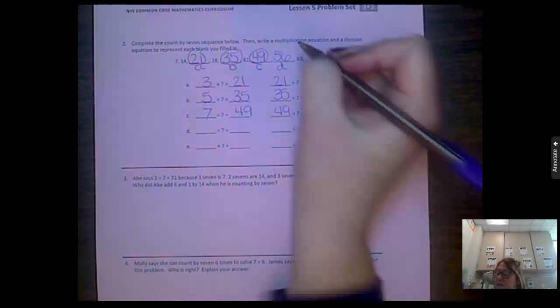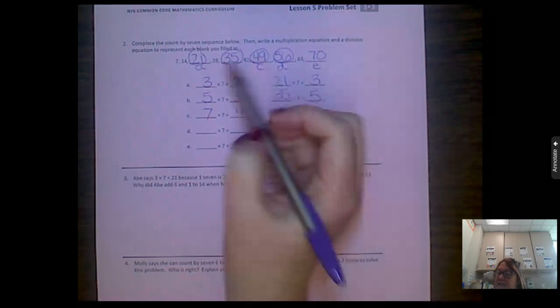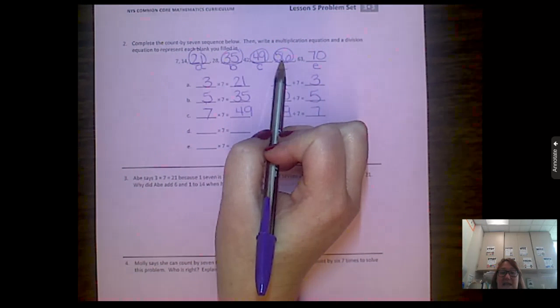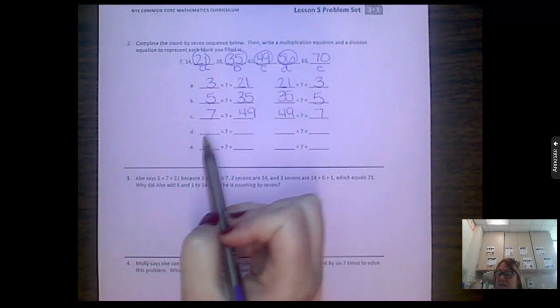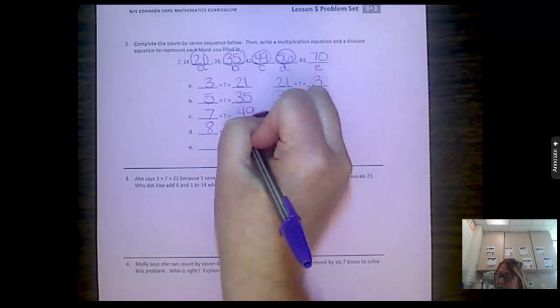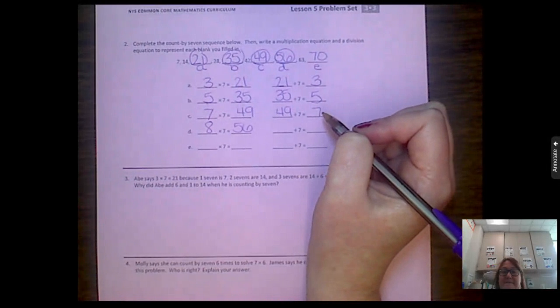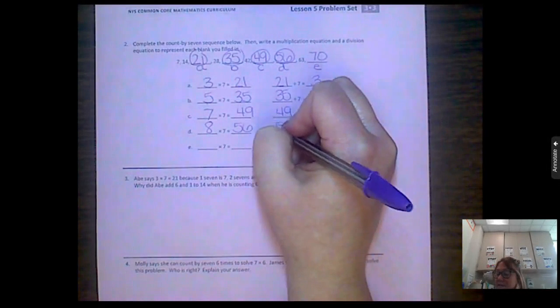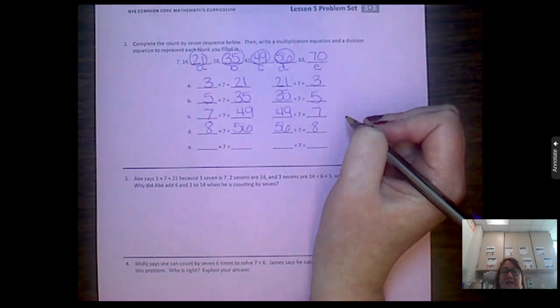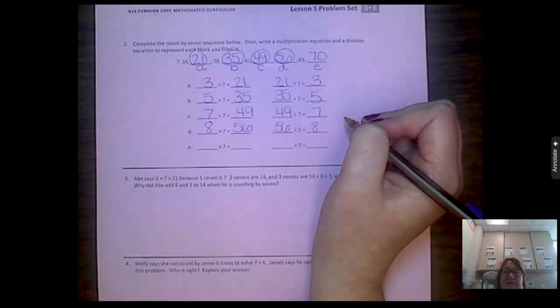Okay. For D, 56, it is the 1, 2, 3, 4, 5, 6, 7, 8. I counted 8 sevens to get to 56. So what number goes right there? 8. 8 times 7 equals 56. That's our total. What would your division sentence say? 56 divided by 7 equals 8. Okay, if you haven't tried any on your own yet, go ahead and pause it and try D or E on your own, please.